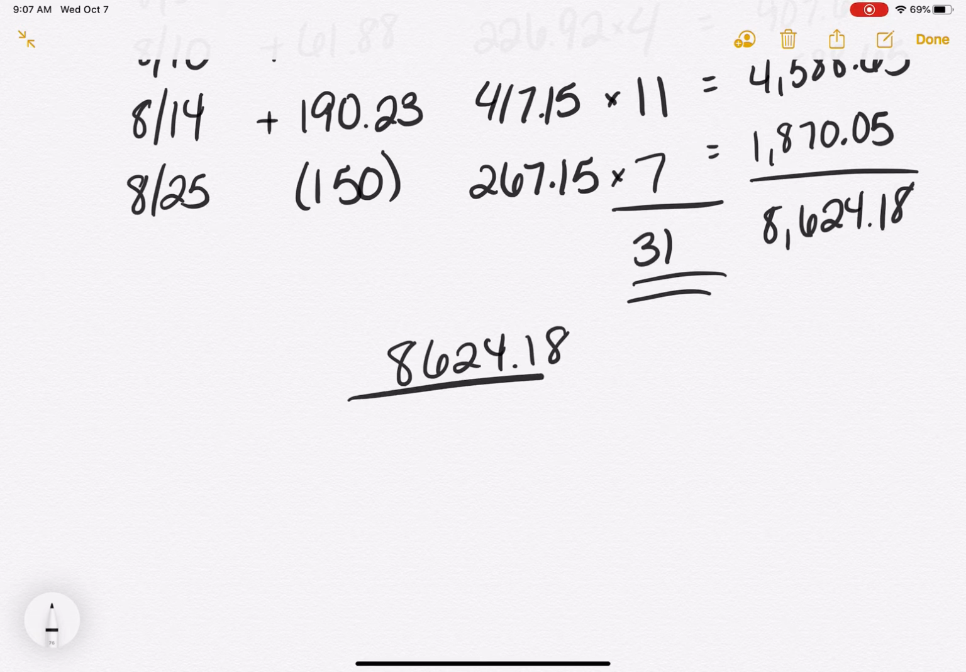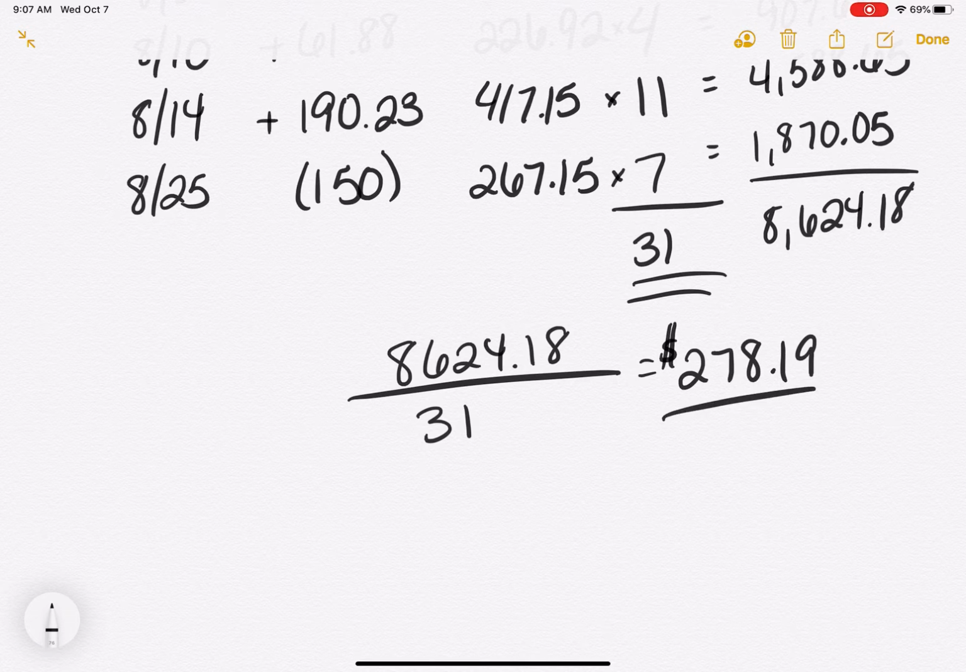Okay. So we're gonna divide that by 31 to get the average daily balance of 278.19. That's exactly what I got. Would it be 20? Oh, you're right. It'd be 20. I need to round. You have to round, so it's 278.20. Good. Okay, are we done yet?